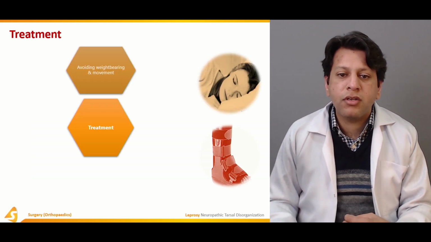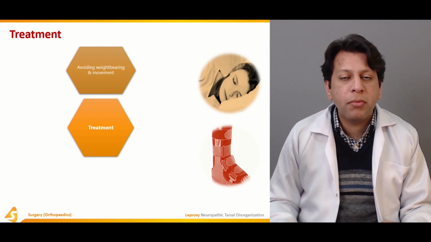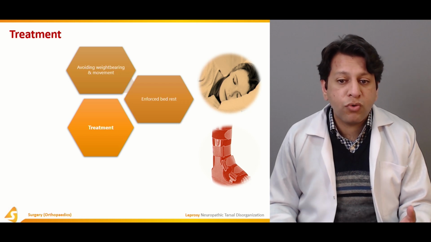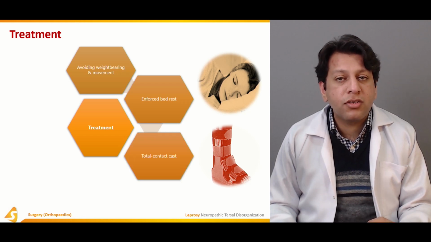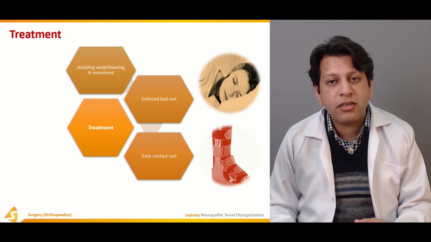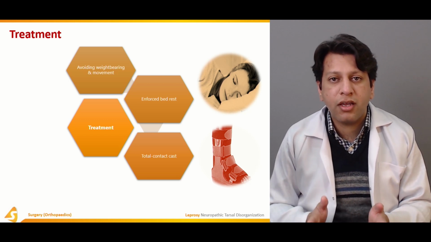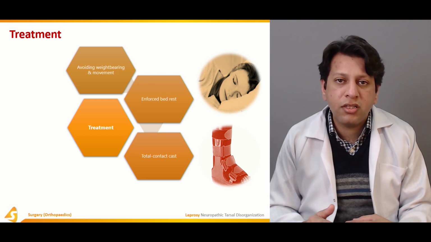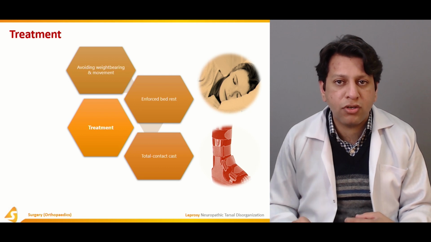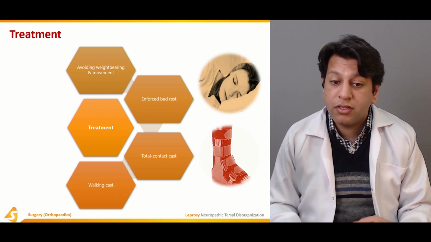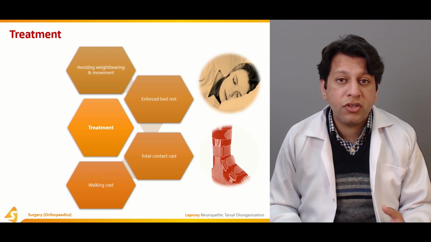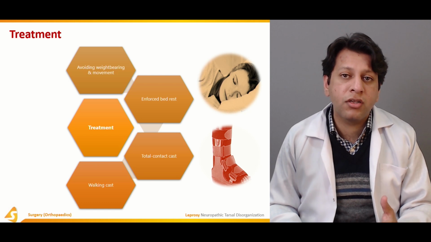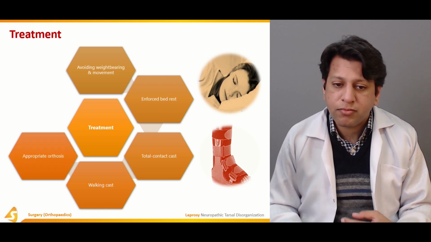Now, the treatment includes avoiding weight bearing and movement. They may have to be kept non-weight bearing for a few weeks. Usually enforced bed rest may have to be done as well. This could also mean that a total contact cast has to be given to these patients, so that it takes at least 4 to 6 weeks for them to heal properly. Once the ligaments heal, they can restart walking like normal function. A walking cast can be given as well, so that they can still keep on doing their daily activities along with the casting.